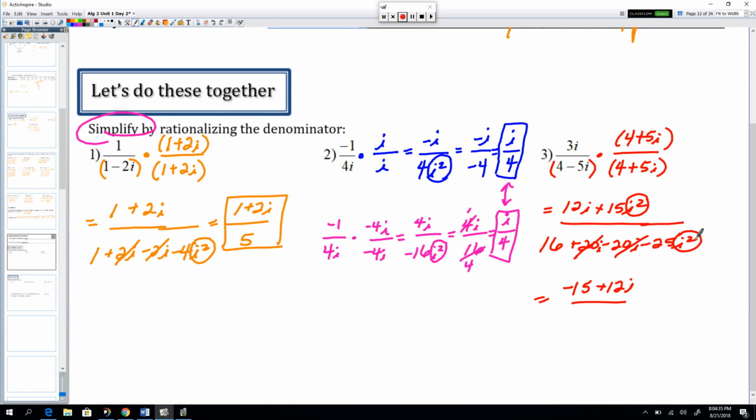And on the bottom, this I squared turns into a negative 1. Negative 1 times negative 25 is positive 25. 25 plus 16 gives me 41. Which is a nice, gorgeous little number on the bottom that has nothing with i's in it, so I'm happy. Again, i's on top is fine, as long as they're not I squareds, right? I's on top is fine, no i's on the bottom, that's bad form.